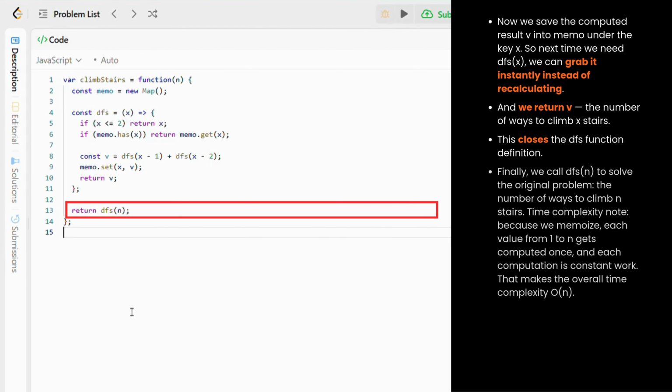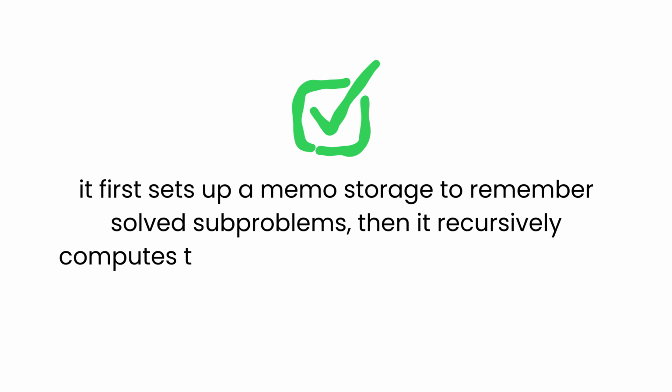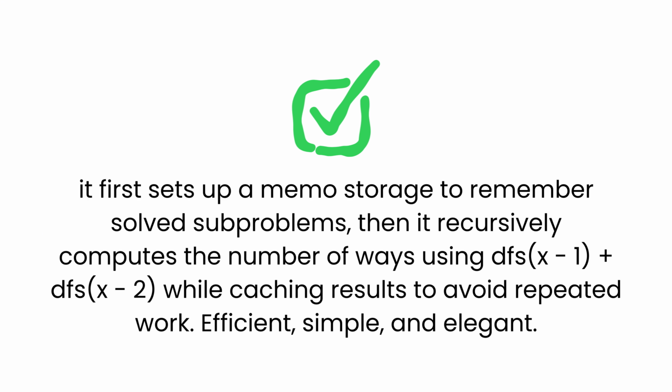Finally, we call DFS(n) to solve the original problem, the number of ways to climb n stairs. Time complexity note: because we memoize, each value from 1 to n gets computed once, and each computation is constant work. That makes the overall time complexity O(n). And that's how this algorithm works. It first sets up a memo storage to remember solved subproblems, then it recursively computes the number of ways using DFS(x-1) plus DFS(x-2), while caching results to avoid repeated work. Efficient, simple, and elegant.